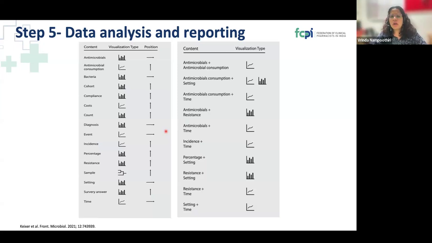Bar chart itself, you have different types. You have horizontal bar charts, vertical bar charts, grouped bar charts and stacked bar charts. So there are different types of bar charts. Depending on what variable you are presenting, you have to select a chart that is most appropriate for that parameter. Because if you mess up at that stage, the data that you present may not be easily conveyed to the audience or to the clinical teams.